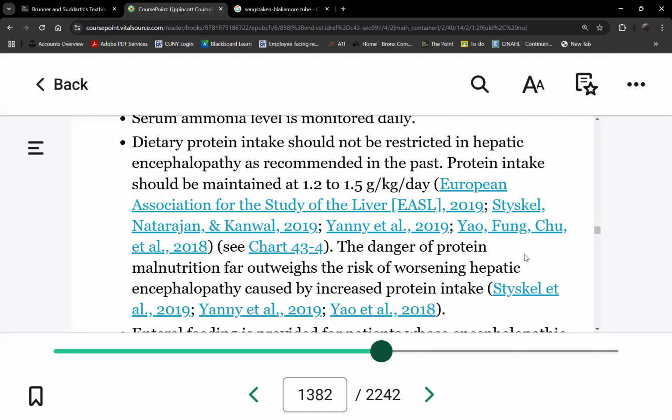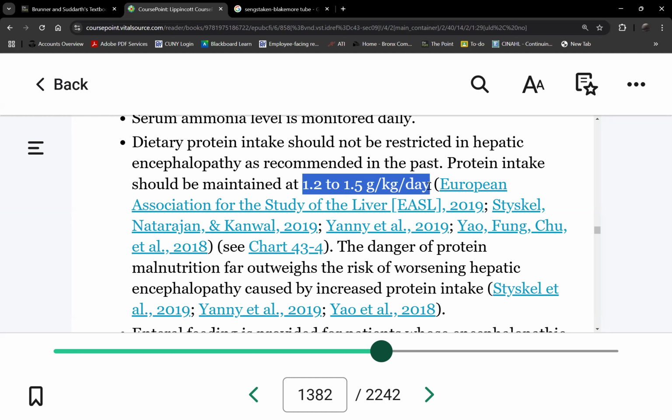Okay, so here's the deal. We need protein, correct? Because the patient, remember, the patient has liver disease. They need protein. Plus, protein is important again for building muscle, repairing tissue, making clotting factors. So we need protein. The restriction here is based on the ammonia level.